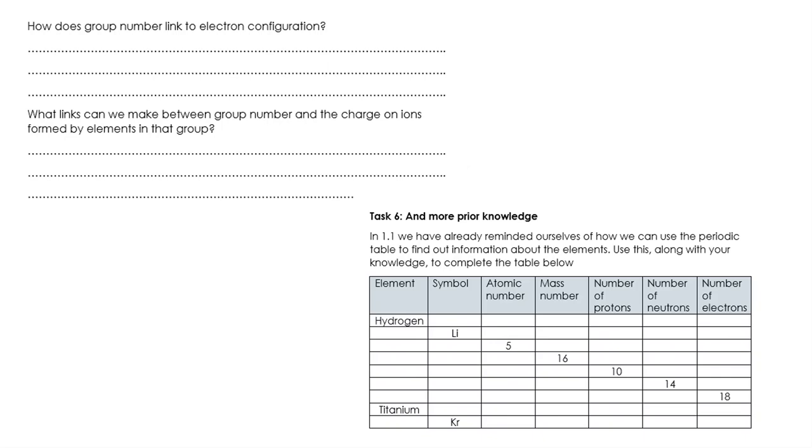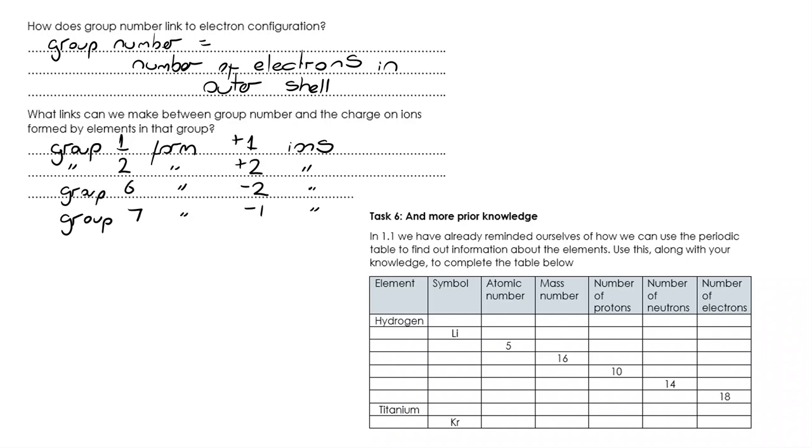Taking a look at these questions, see what you can do. We're back to GCSE here, really. So how does a group number link to electron configuration? Well, the group number is equal to the number of electrons in the outer shell. So obviously transition metals slightly different, but group 2 have 2 electrons in the outer shell. Group 6 have 6. And then for the charges, it is helpful to remember that group 1 forms +1 ions because they would lose 1 electron. Group 2 forms +2 because they lose 2 electrons.